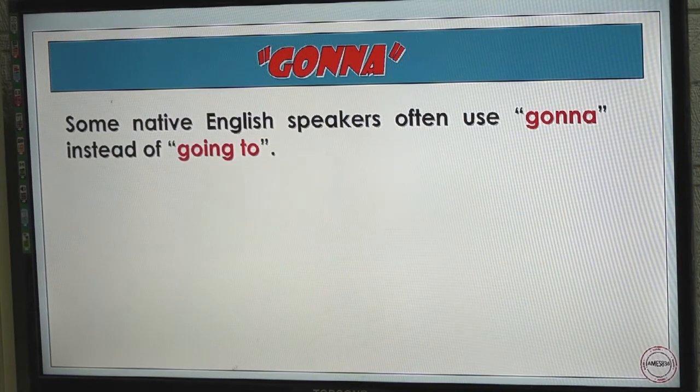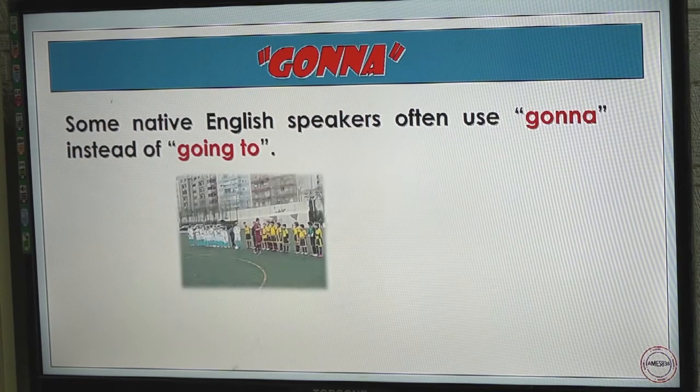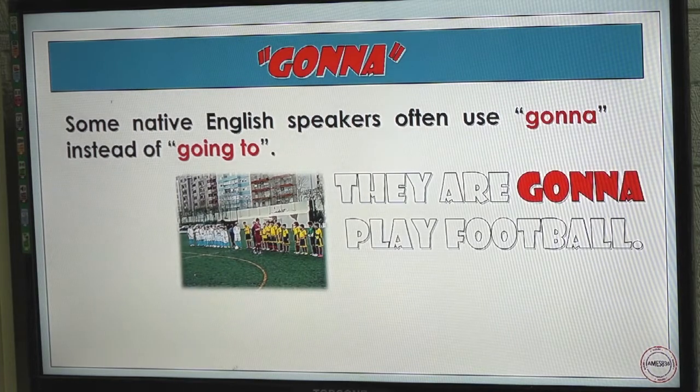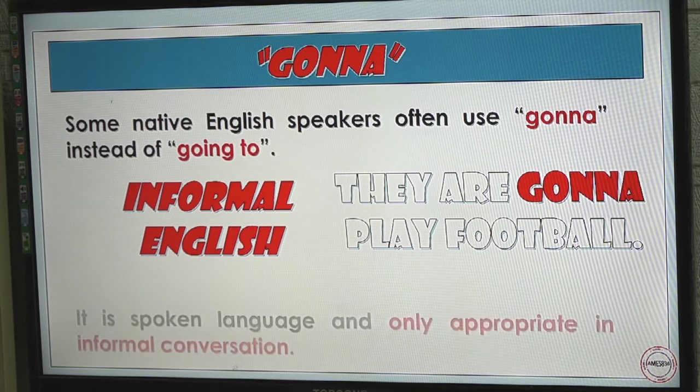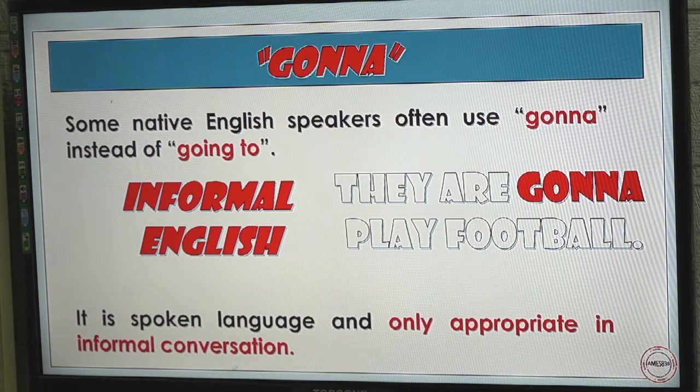Some native English speakers often use gonna instead of going to. They are gonna play football. Informal English. It is spoken language and only appropriate in informal conversation.